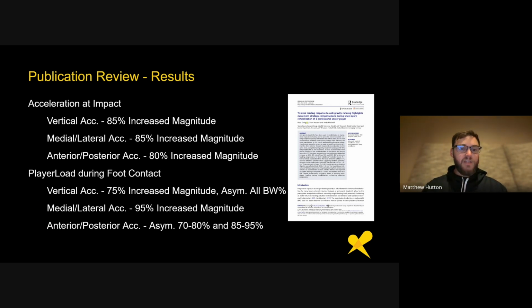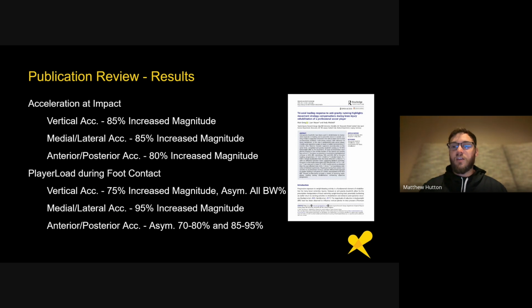And then lastly, the anterior posterior started to see it as low as 70 to 80%. And then it had this weird gap in the middle where 80 to 85% were not asymmetrical, but then it re-phased out and they became asymmetrical again at 85+%. So again, thinking critically here, there's a lot of implications or different directions you can go with this.